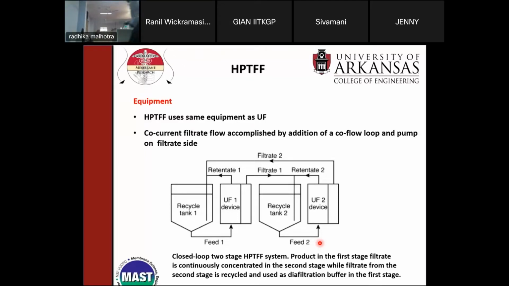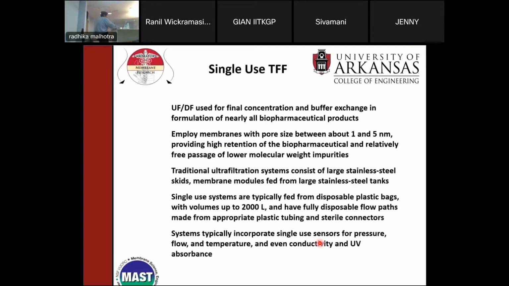Okay, let's see. I think that's the end for HPTFF, high performance tangential flow filtration. So if you think about it, we've talked about single-use depth filters, single-use virus filters, single-use sterile filters, single-use membrane adsorbers, all of which are not using any recycle. There's no recycle of the feed. There's none of this. But if you want to do single-use tangential filtration, this is different, right? Because this is one where you're recycling the retentate.